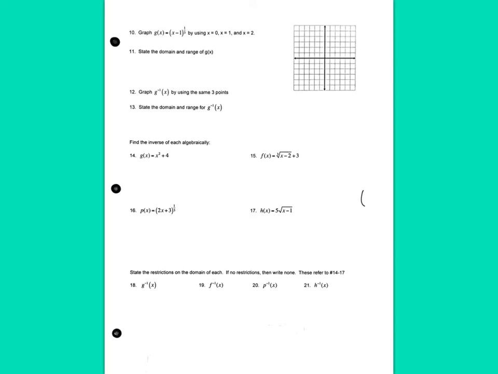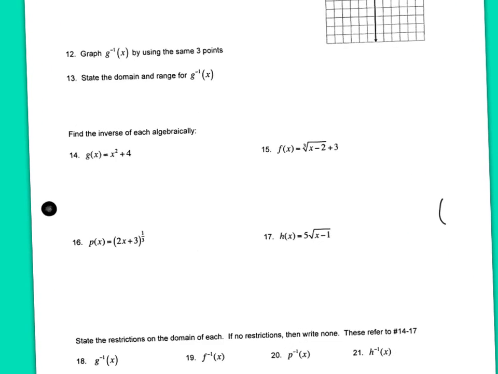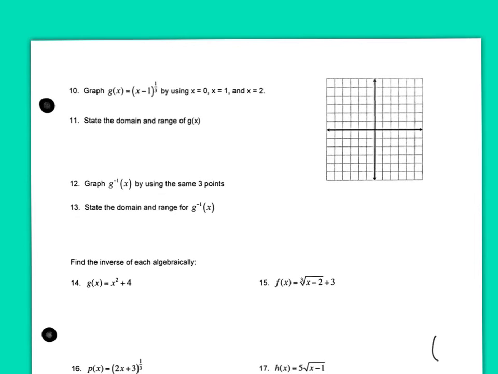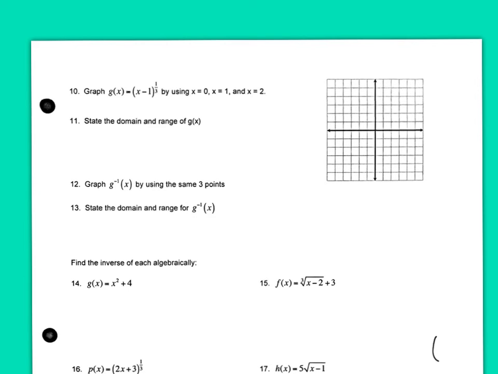Then we get into some stuff with some inverses. Kind of a lot of questions about inverses on here. So you're told very specifically the points to graph for this curve. So you can type it in the calculator, but go to the table, and we're very specific. We want you to graph x equals 0, x equals 1, and x equals 2.